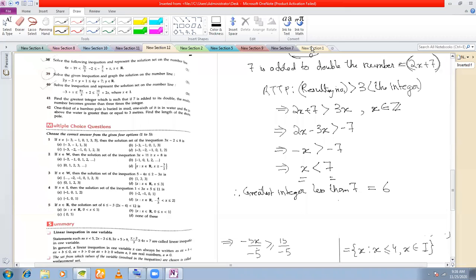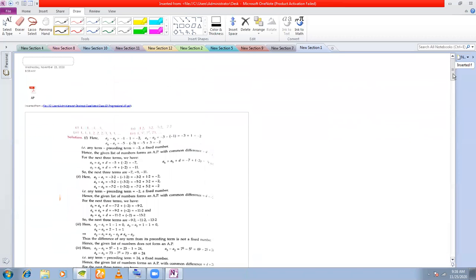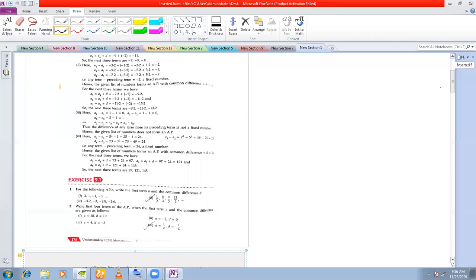I conclude this chapter here and I move on to AP, arithmetic progression. Sir, GP is not there in our syllabus. Yes, GP has been excluded. Arithmetic progression. Your classwork copies need to be updated till whatever I am doing today. Okay. Till today, your classwork copy needs to be updated.